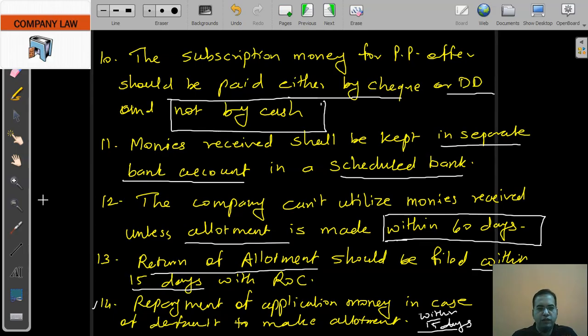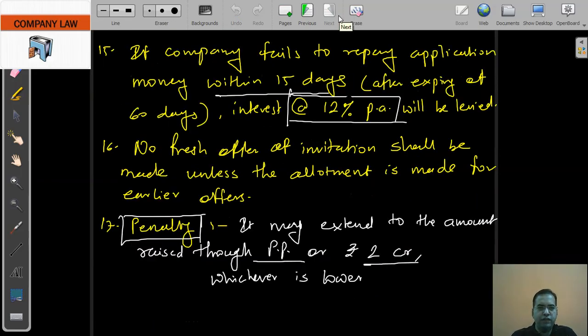Repayment of application money: it cannot be made by cash, only through a scheduled bank, within 60 days, with return of allotment, and then the last slide we have studied. Interest will be levied for the delayed payment. No fresh allotment or invitation can be made unless the first allotment has been completed. Allotment is important, and there is a penalty.